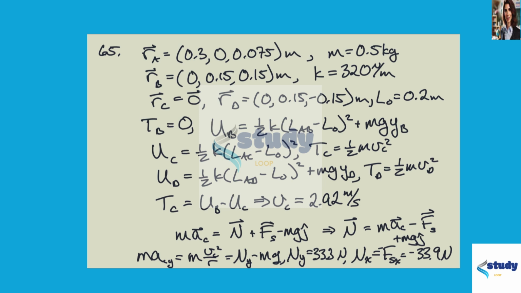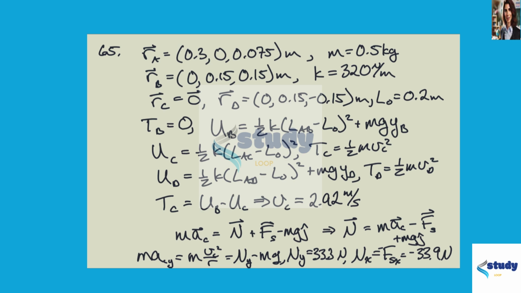So the first question was to figure out what the velocity at point C is. So the energy at C must equal the energy at B, so we know that T sub C equals the difference between UB and UC. And that gives us an equation for VC, and we can plug in and we get that that's 2.92 meters per second. Now they ask what the force from the rod on the collar is at point C.